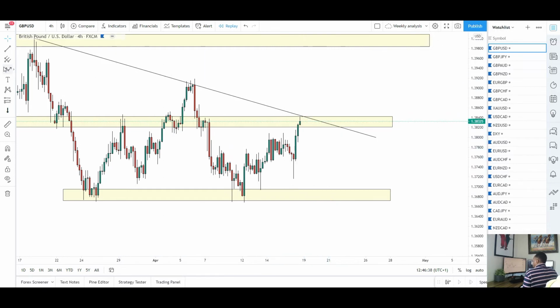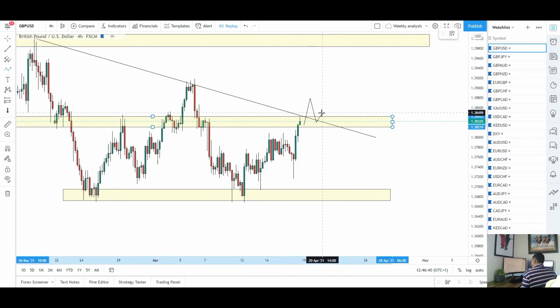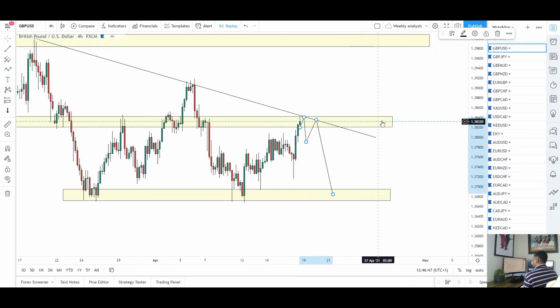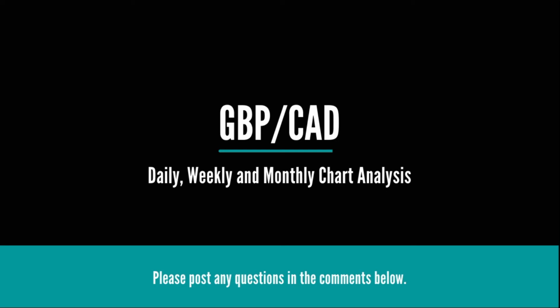If we do break through, that trend line will now be acting as support, and that could give us a nice move to the upside. However, again, if it does act as resistance, we'll probably see a move to the downside back into that support and just continue the range there for next week. And next we're going to see what's happening with GBP/CAD.